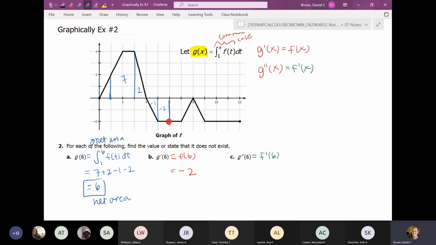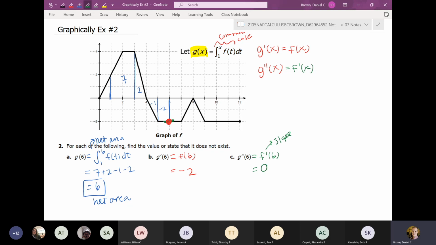6 on the graph is on this horizontal section. We know that f prime is basically the slope of a tangent line. We're not on a corner, so it's not undefined. That's a horizontal line, so its slope is going to be 0.